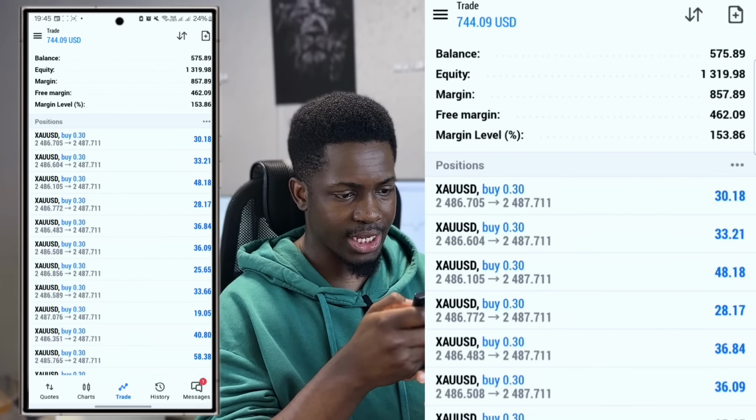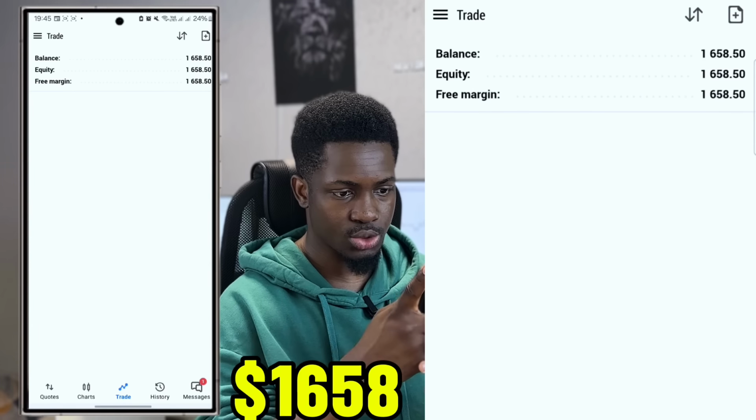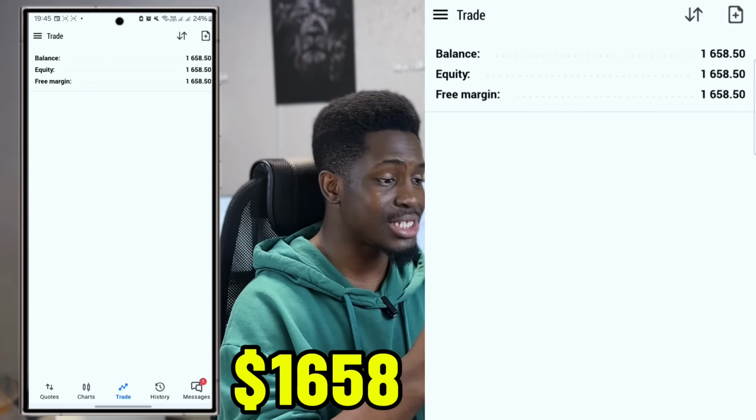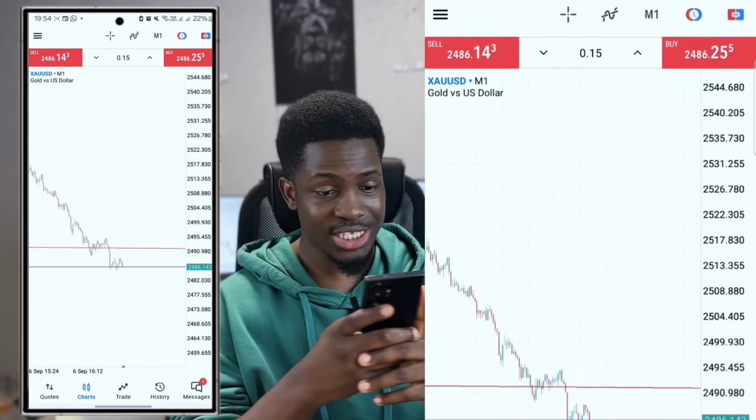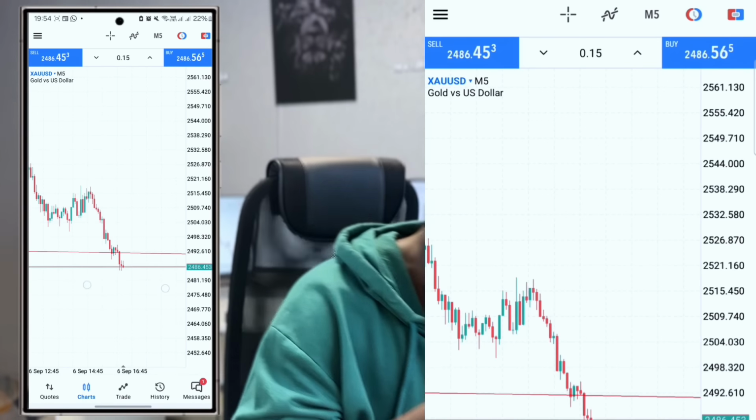We still have roughly like 30 minutes or so. Okay, let's just leave this trade. I guess we can actually just zoom out. Good. So we're actually running about 1.6k currently. All right, so this is exactly what we're having currently.